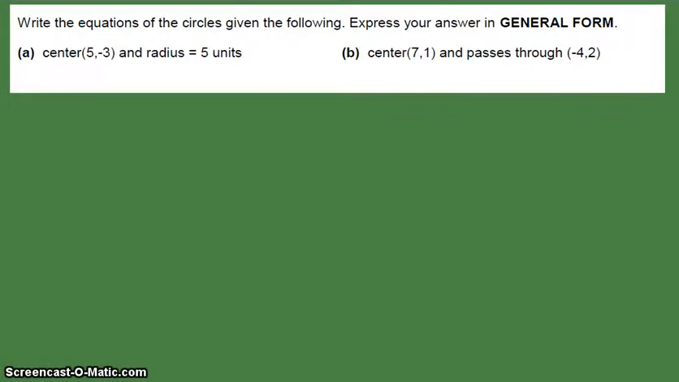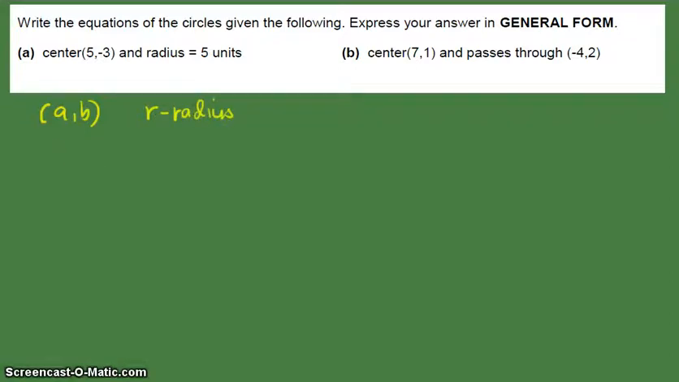Hi, in this video I'm going to show you how to identify the equation of a circle given some information about the circle. In the first case, we have the center at (5, -3) and the radius equal to 5 units.